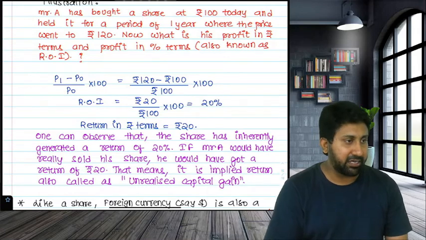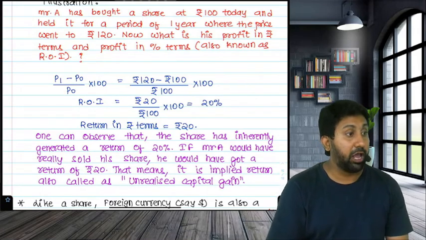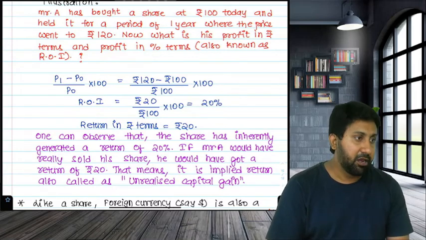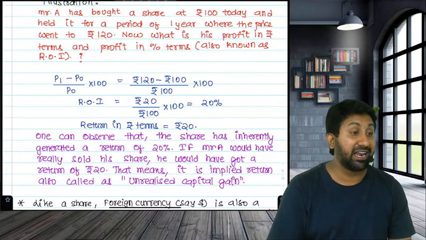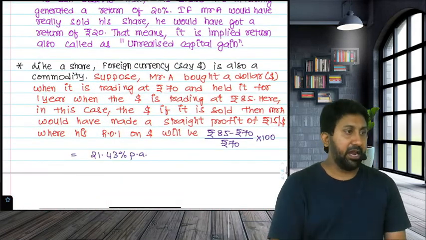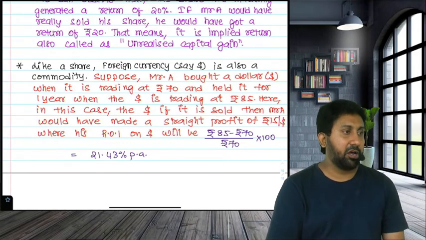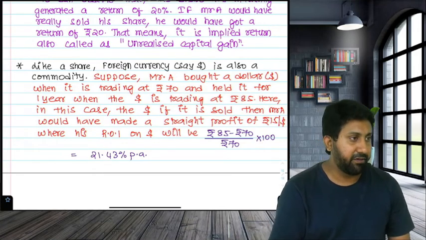One can observe that the share has inherently generated a return of 20%. If Mr. A would have really sold his share, he would have got a return of rupees 20. That means it is an implied return, also called an unrealized capital gain. Like a share, foreign currency, say dollar, is also a commodity. Suppose Mr. A bought a dollar when it is trading at rupees 70 and held it for 1 year, when the dollar is trading at rupees 85.